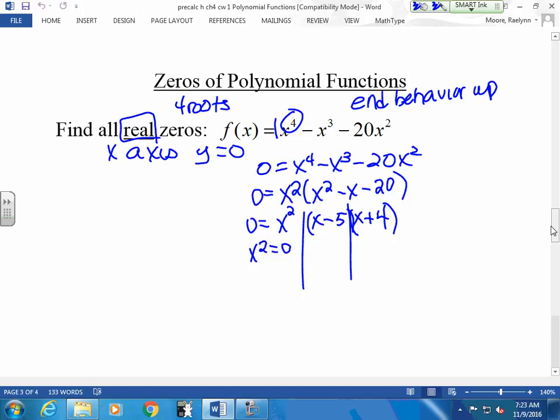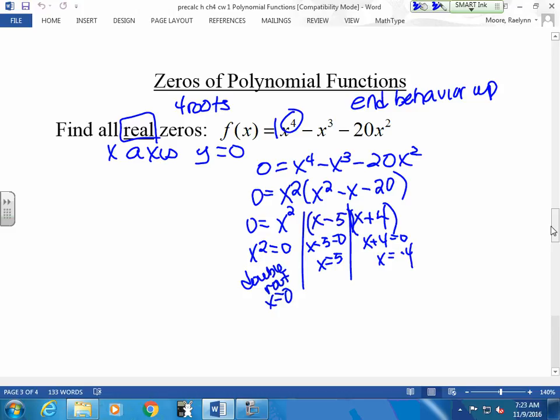Now, right here, this guy, technically, when you take the square root, you get a plus or a minus, right? This is your double root. The 2 of these, this is my double root, where x is equal to 0. Then x minus 5 is equal to 0, so x is equal to 5. And x plus 4 is equal to 0, so x is equal to negative 4. So how many roots do I have? 4. I still get 4. Okay, so when we look for your zeros, we're going to find your zeros through this.